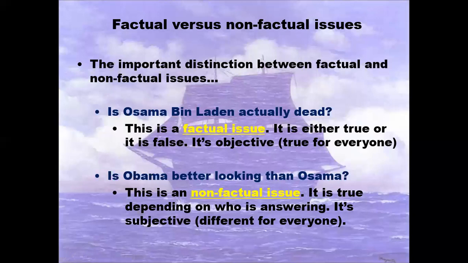It is established through a method which the opponents agree upon. We agree upon, let's say, the terms and conditions of the test, and then we do the test and arrive at an answer. Once we arrive at that answer, one person is declared right, the other party is declared wrong. So if I say, is Osama bin Laden actually dead? That is a factual issue, in that it's objectively true. It's true for everybody.